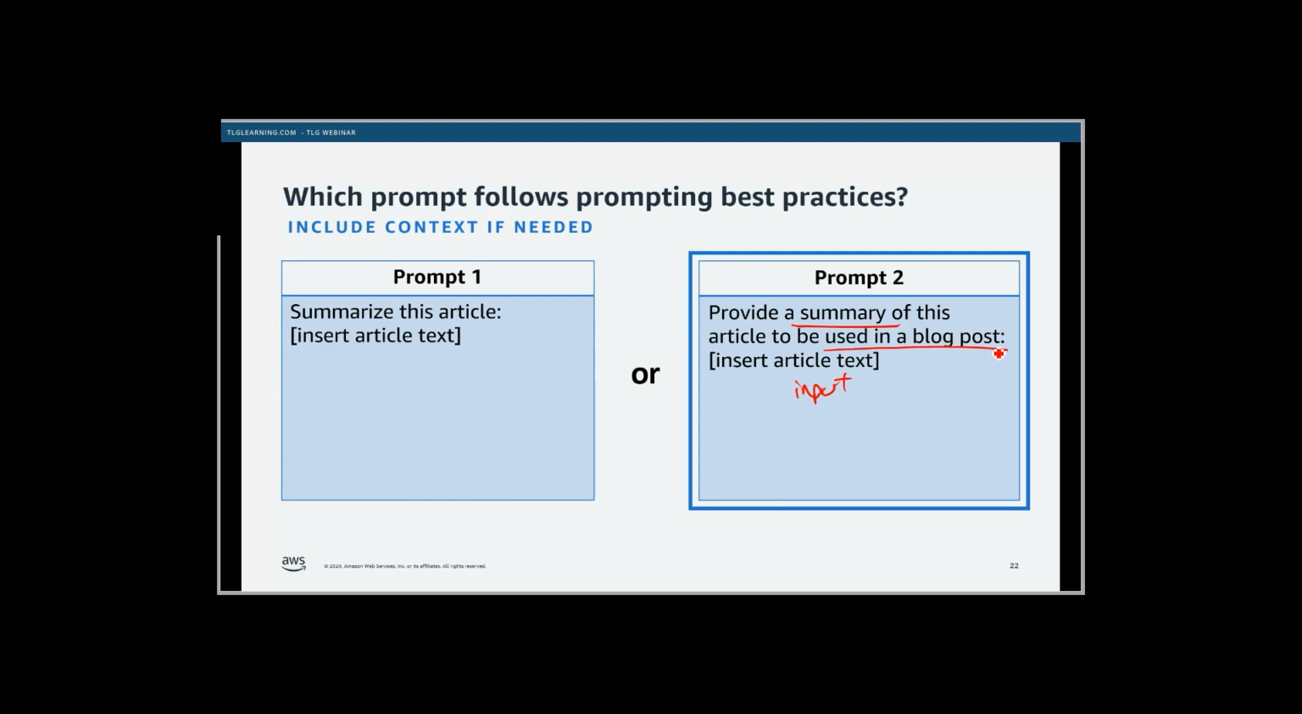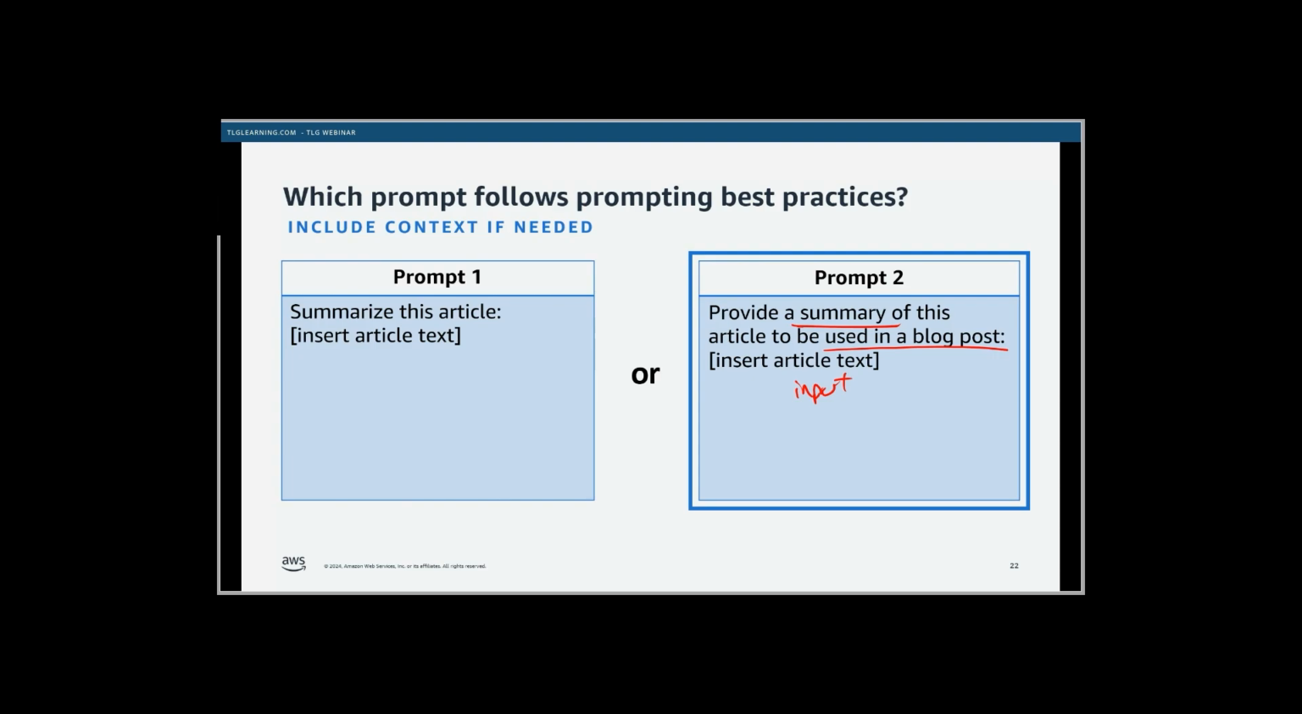The summary is going to be used in a blog post. So the output should be in a format that would be appropriate for a blog post. So context can also be used to affect the output, like we're seeing here. Context might also include something that'll be used in a business meeting, or it could be something that's used in a casual context, not a business type context. And you may get different types of output in that case.